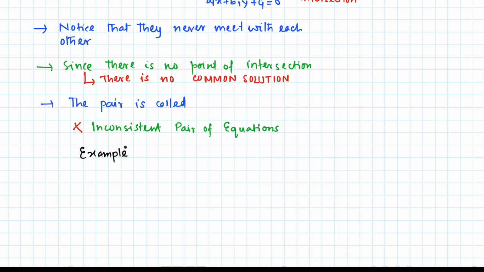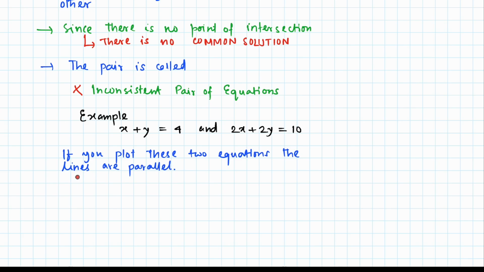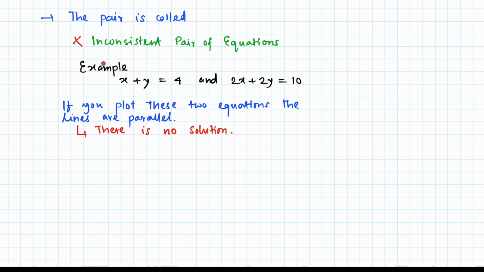So let us take an example to see. x plus y equal to 4 and 2x plus 2y equal to 10. Now if you again plot these two, you will see these two lines will be parallel to each other. So they will be parallel to each other and there is no solution for this particular pair of equations. Let's see the mathematical condition for this case 2 where there is no solution.